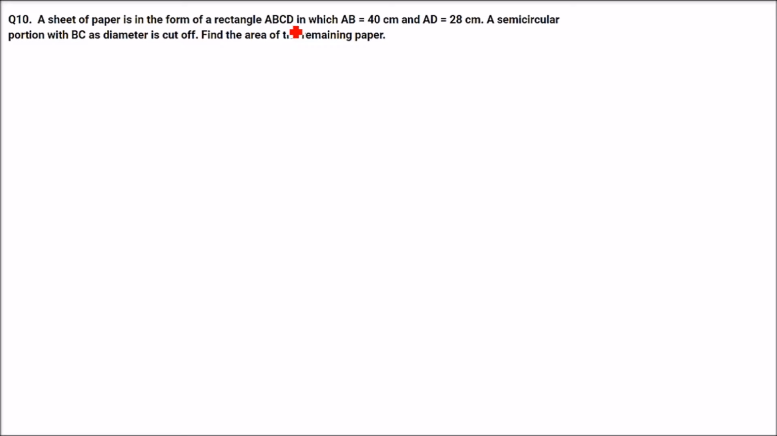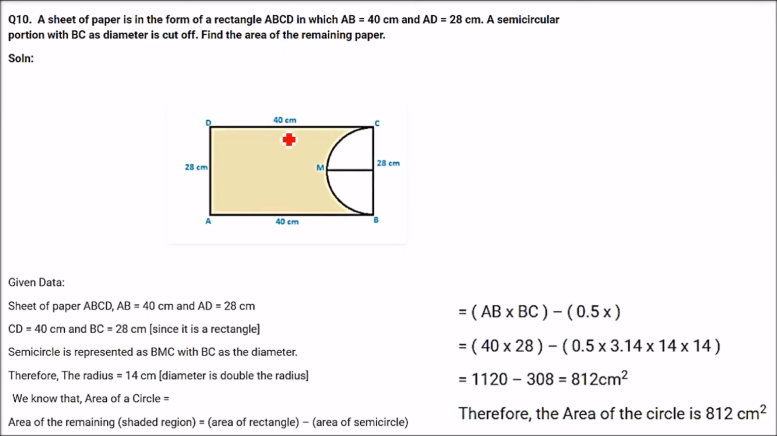A sheet of paper is in the form of a rectangle ABCD, in which AB is 40 centimeter and AD is 28 centimeter. A semicircular portion with BC as the diameter is cut off. Find the area of the remaining paper.